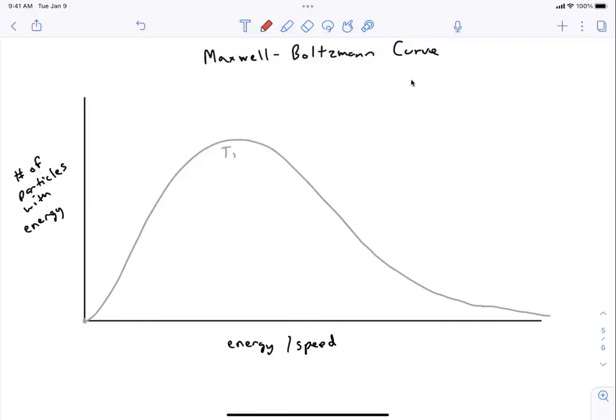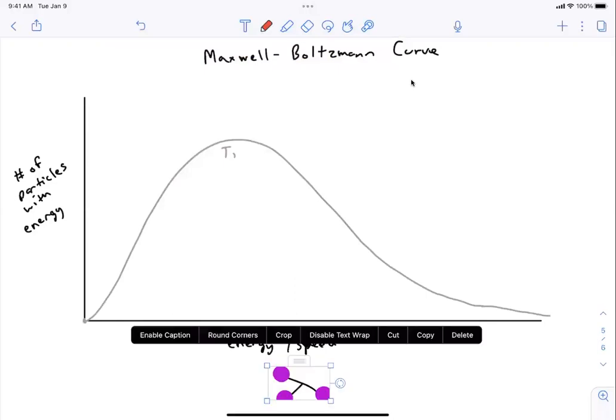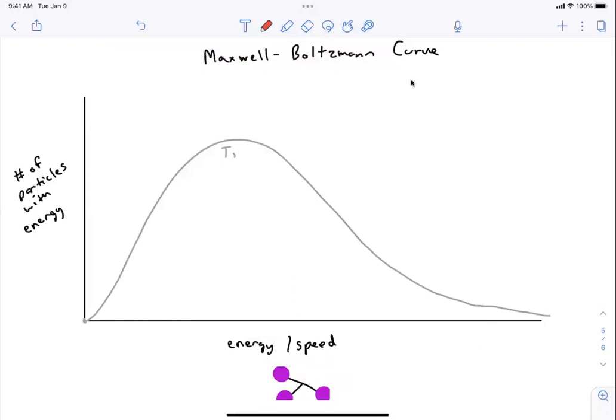This is not time on the bottom. This is energy, speed. Let's pretend you have the same number of cars, but you have higher energy. So how does this curve change to show that the average speed of the cars is going faster? It'll stretch, right.